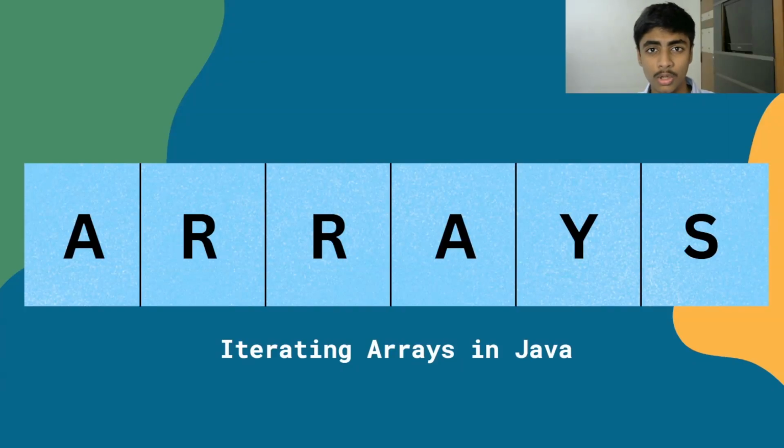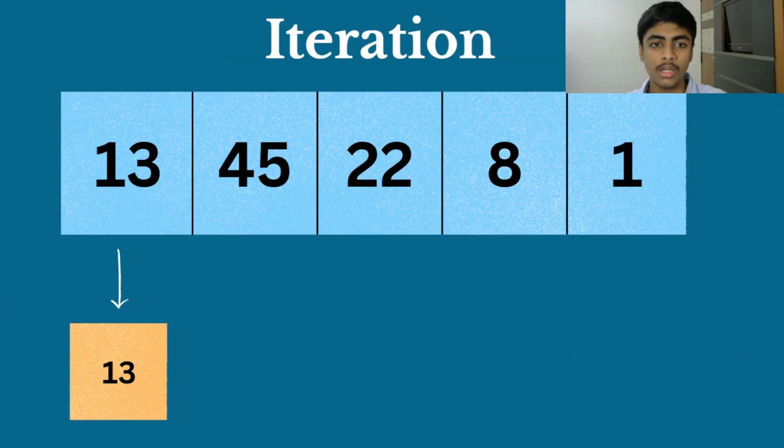In this video, we're going to be learning about iterating arrays in Java. But first, we need to understand what iteration actually means. To do this, let's just look at an array. So as you can see, I have this array which has 5 elements, each with a certain value. Now, iteration is basically the process of visiting each element of the array and performing some operation on the element.